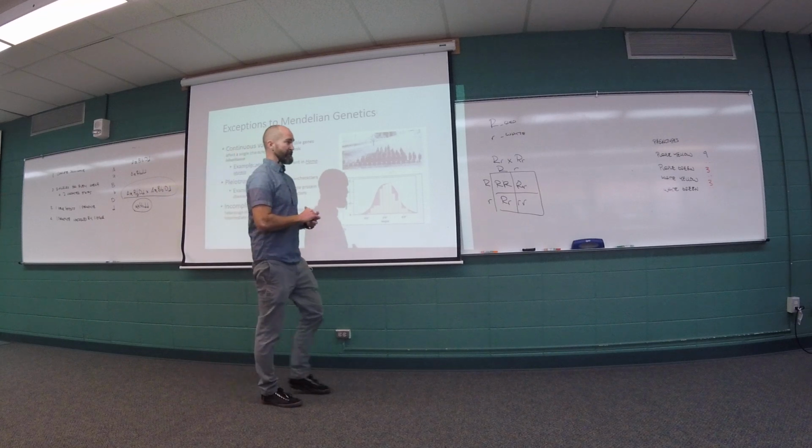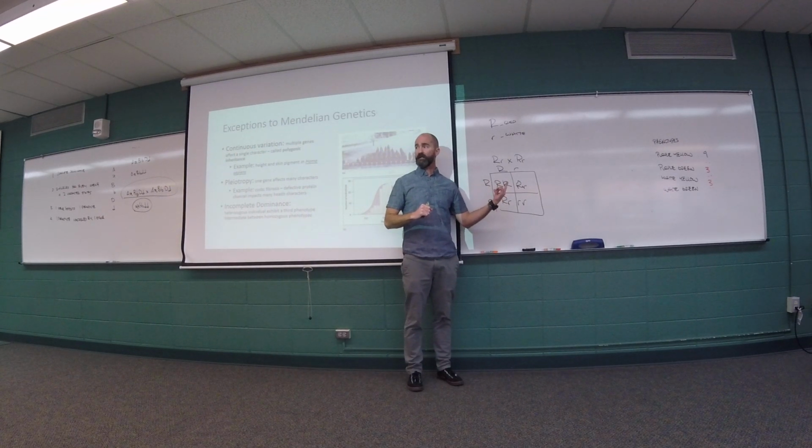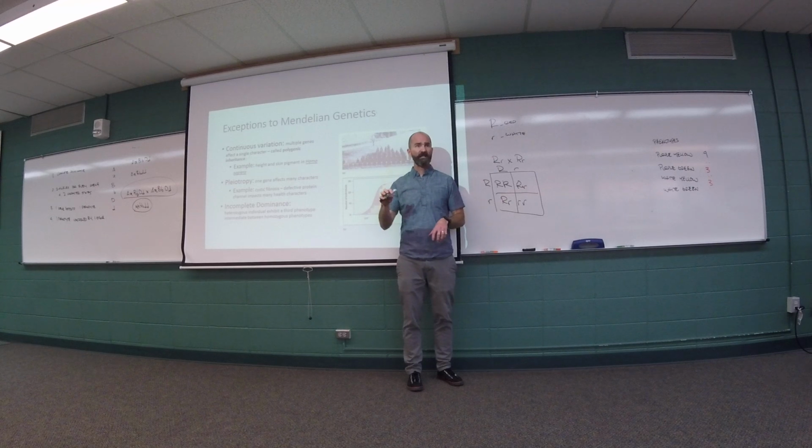Incomplete dominance says that the heterozygous individuals will have an intermediate color between the 2 homozygous conditions. So this individual is red, this individual is white. If you cross red and white, you get pink. Heterozygous individuals would be pink. There wouldn't be red splotches and white splotches. It would be ubiquitously pink.